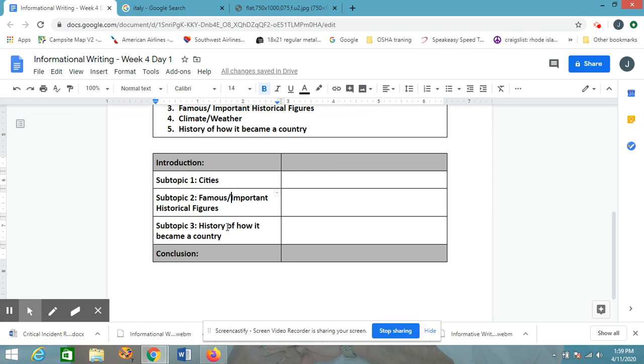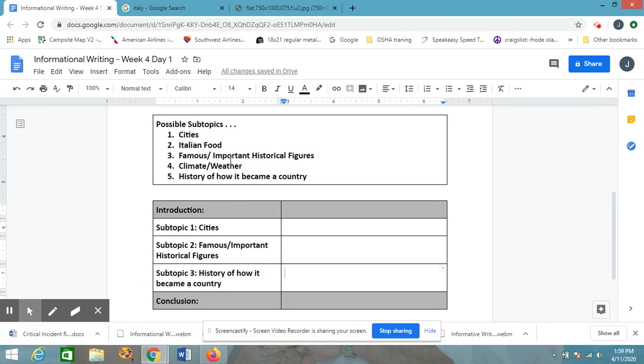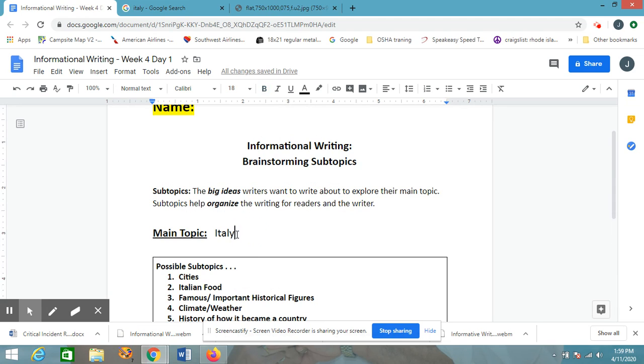And you want to choose three that you think you could write a whole paragraph about. So, five possible subtopics, and then you're going to choose three of those five, and you want to choose the three best ones that you think you could write a lot about that also fit together. And so your main topic will be here.